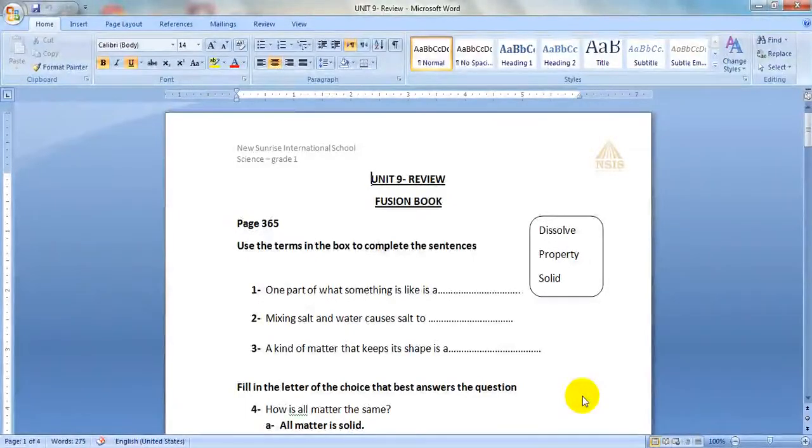Today we will solve unit 9 review. So please, before starting, open your books page 365. And if you are ready now, let's get started.